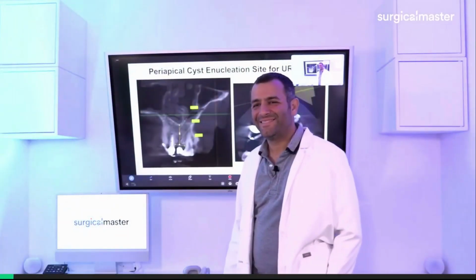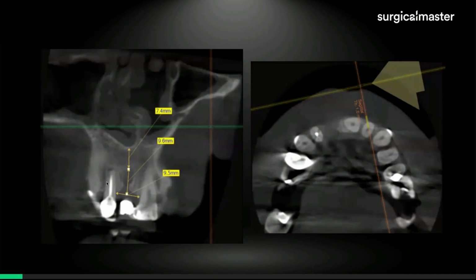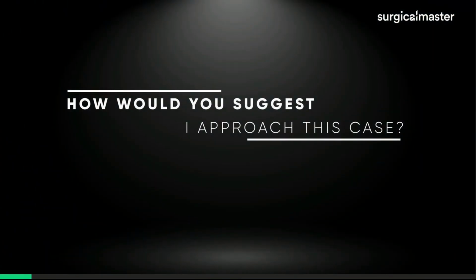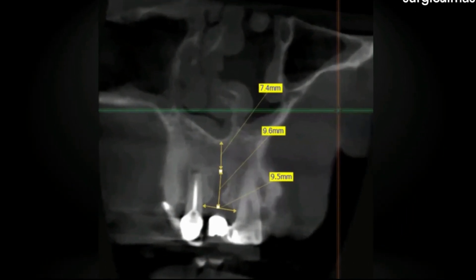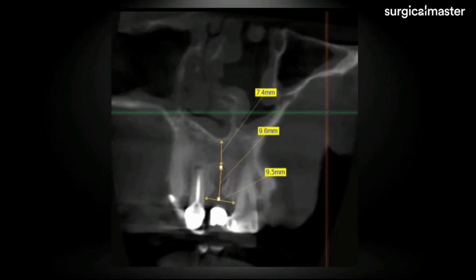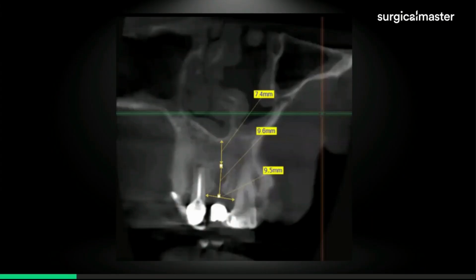Okay, now we have a tough case. Periapical cyst enucleation site for upper right quadrant. Okay, so we have some post-op CT scans, and that's not uncommon to see once you extract the central incisor that had a big infection, it will somehow connect to the nasopalatine canal.